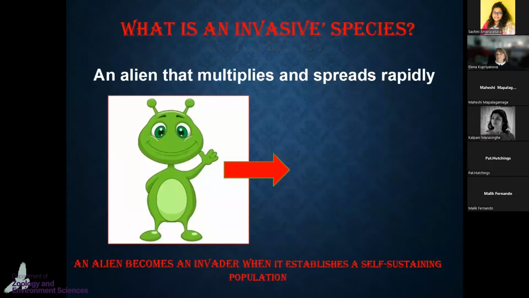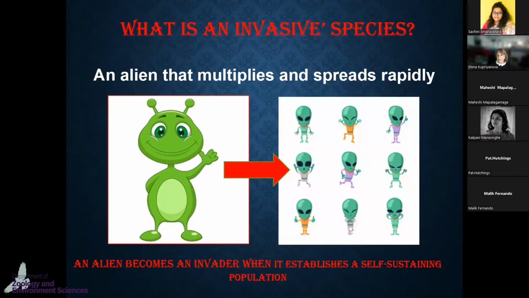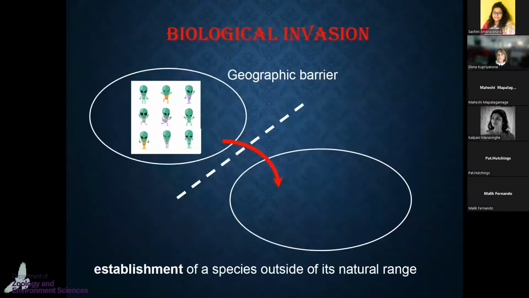So what about the invasive species, and what's the difference between an alien species and an invasive species? An invader is one that multiplies and spreads really quickly, like this. It has to be noted that most aliens are not invasive. Technically speaking, an alien becomes an invader when it establishes a self-sustaining population or becomes comfortable in its new home. By this definition, a biological invasion is an establishment of a species outside its natural range.